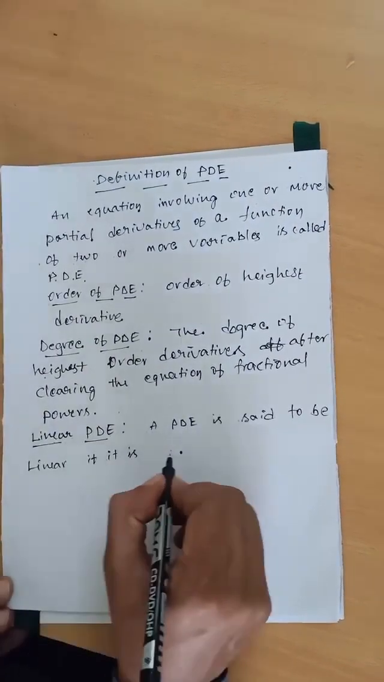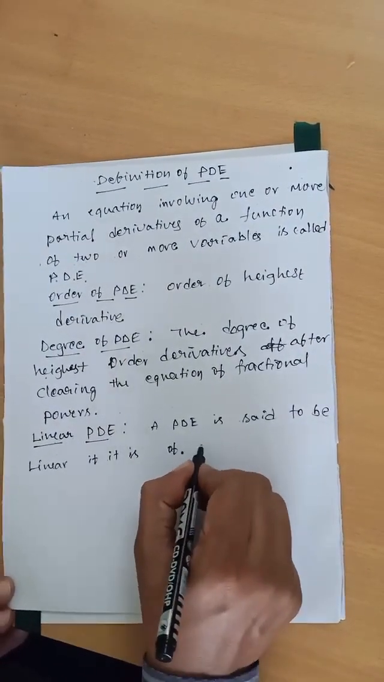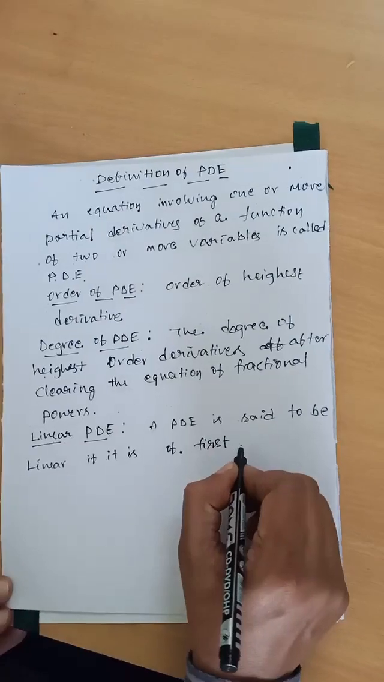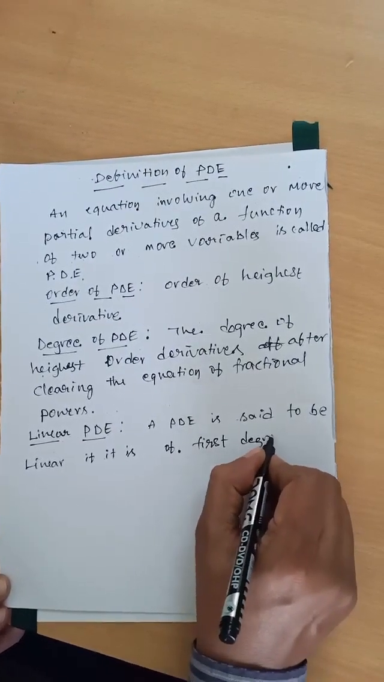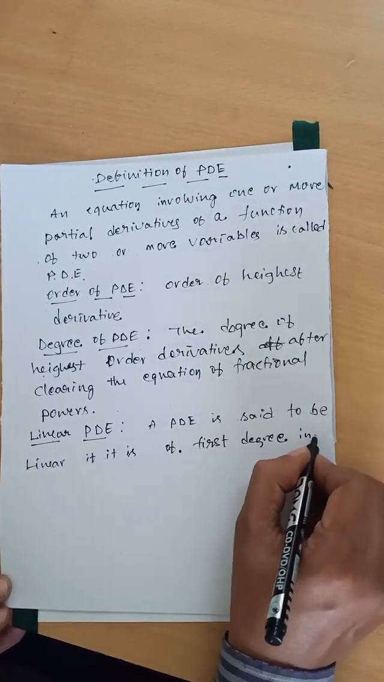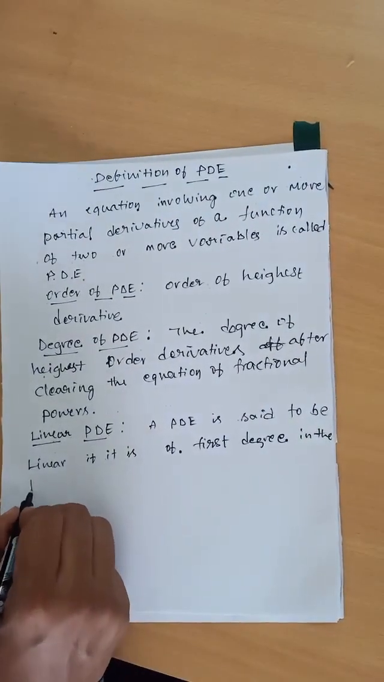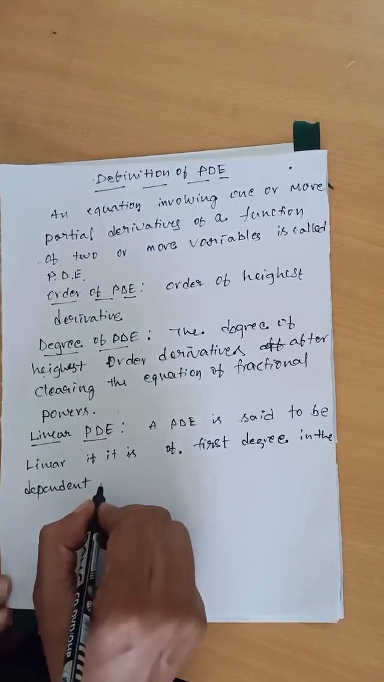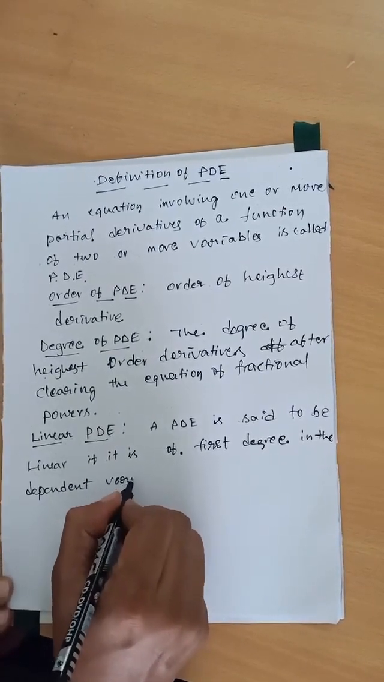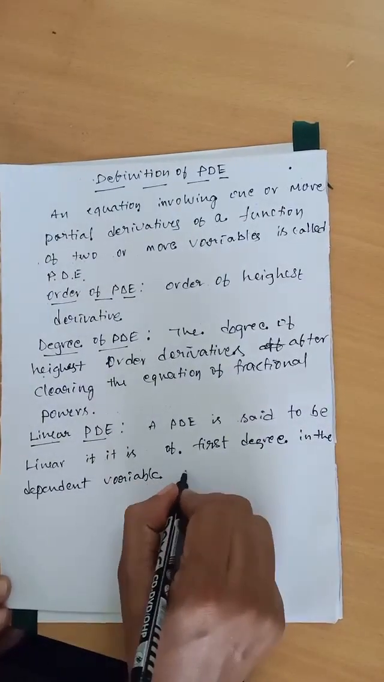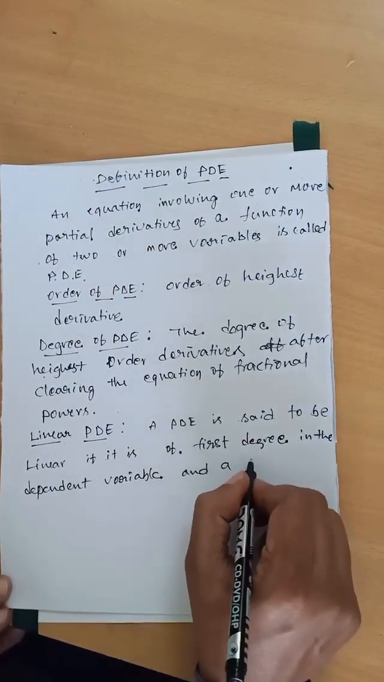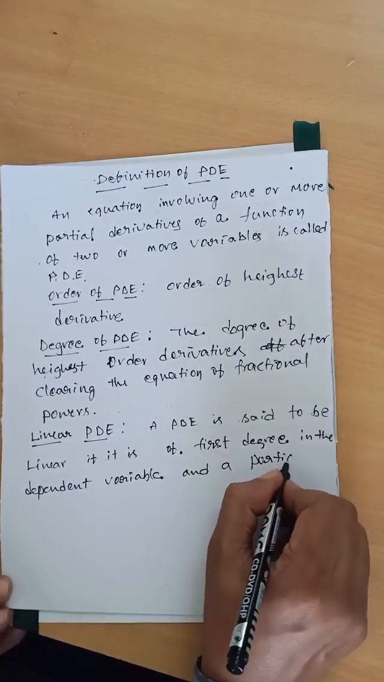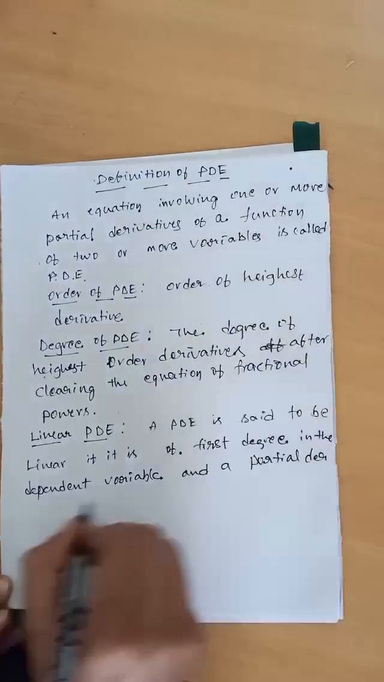if it is of first degree in the dependent variable and a partial derivative.